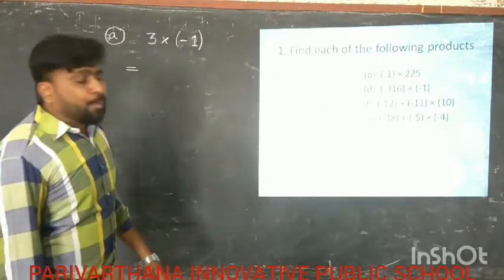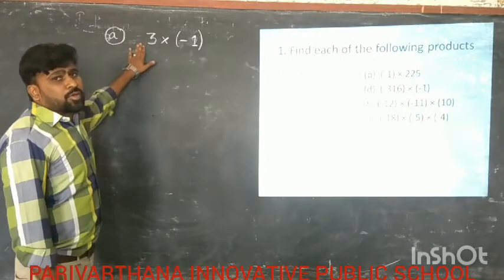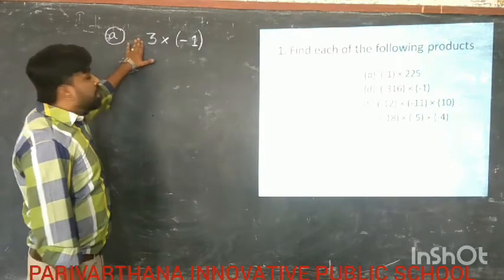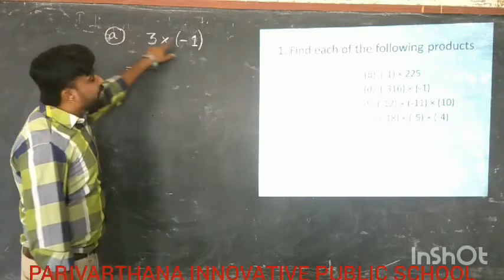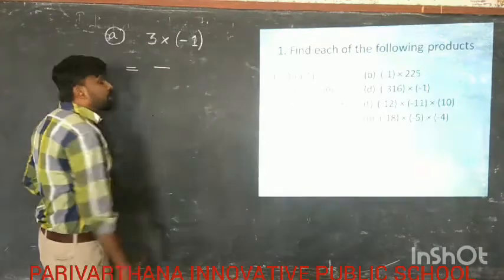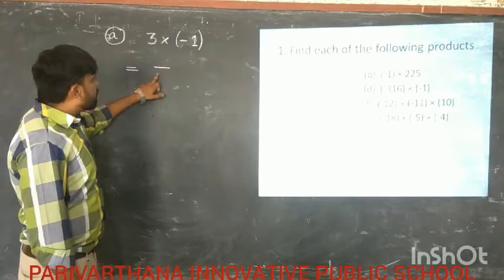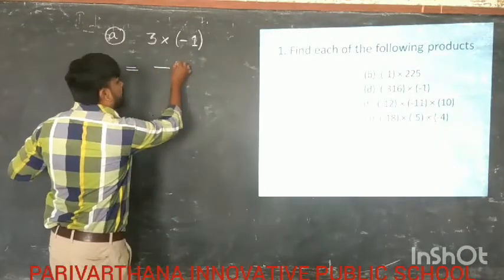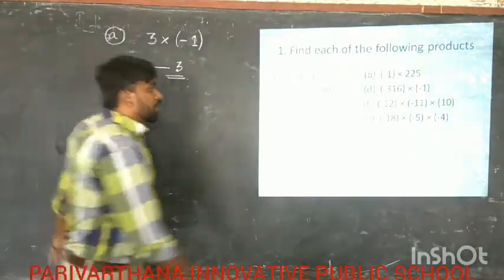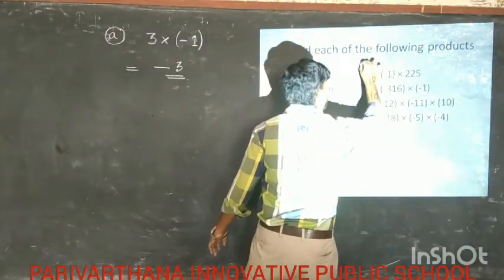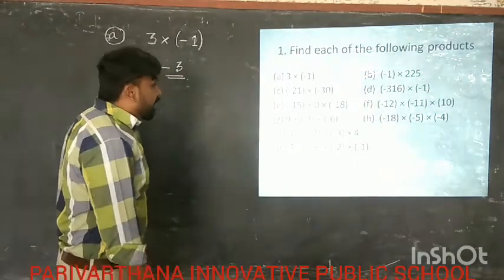On the basis of properties, exercise 1.3, first one. Regarding this one, first we have to multiply the symbols. This is plus 3 and the second one is minus 1, plus into minus. You already know that it is minus. Plus into minus is minus, 3 ones are 3. Now this is the answer for the first one. And same as it is, second, B, it is HW.